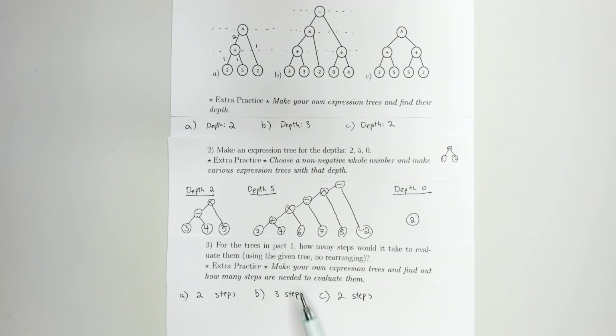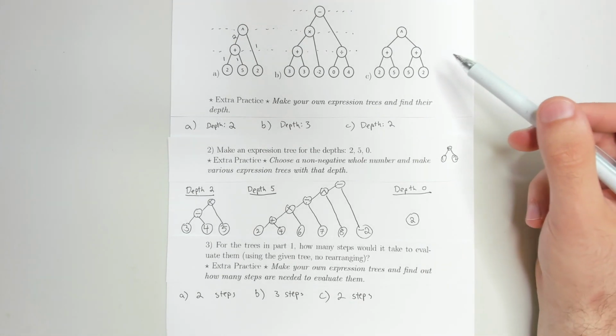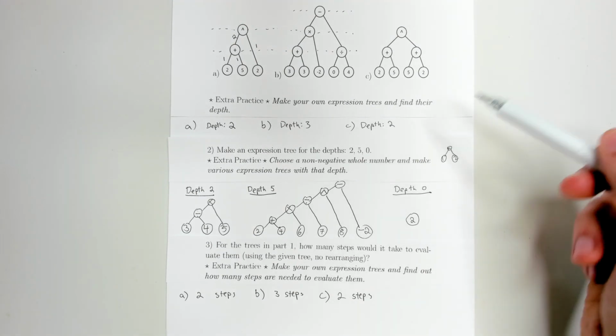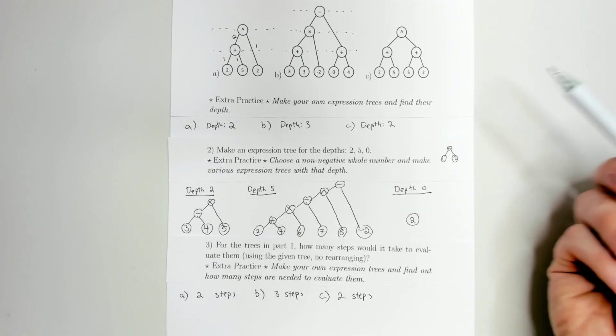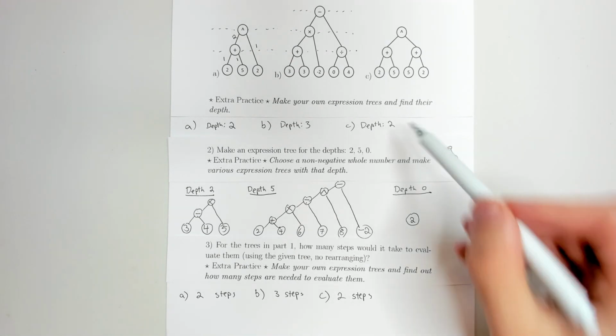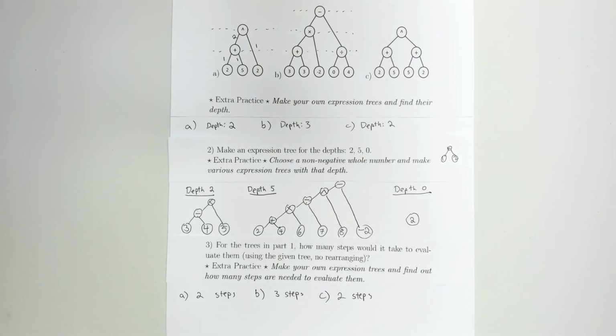And for extra practice, make your own expression trees and find out how many steps are needed to evaluate them. If you were doing some from part 1 where you kind of made expression trees and found their depth, you can go ahead and do the extra step of converting that depth into the steps, which is just this kind of one-to-one conversion where the depth is always the amount of steps.